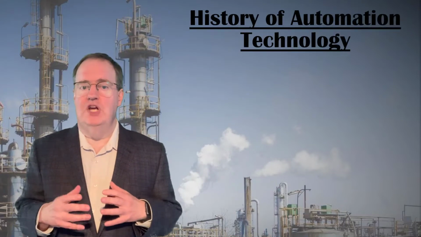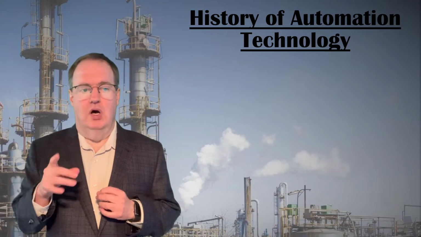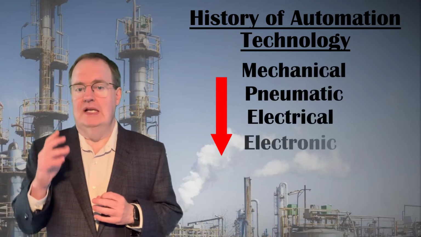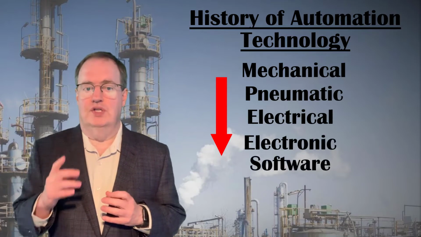In the text and in my classroom, I give a history of automation from the Industrial Revolution to today, but I'm going to leave that out in the interest of time. I'll summarize by saying that we've gone from mechanical through pneumatic, electrical, electronic, and now software configurable control systems to get where we are today.